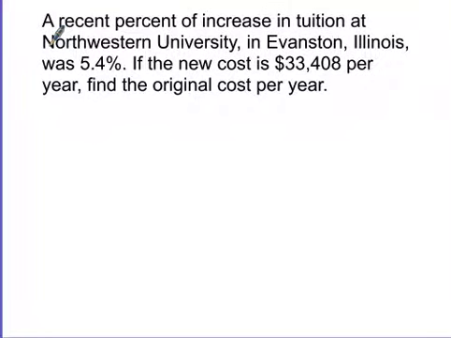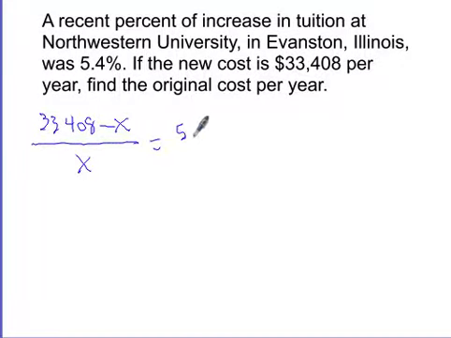The recent percent of increase in tuition at Northwestern University was 5.4%. If the new cost is $33,408, find the original cost. So this is new. Help me set it up. 33,408 minus x over x equals 5.4 over 100. Same type of problem here.